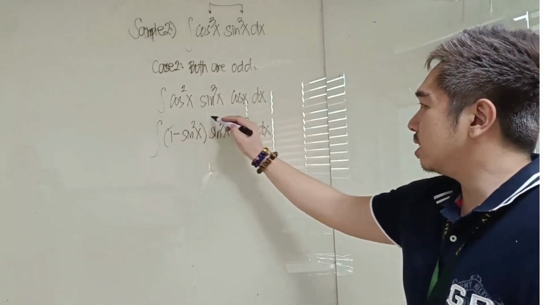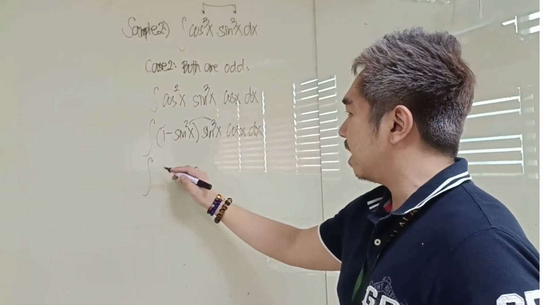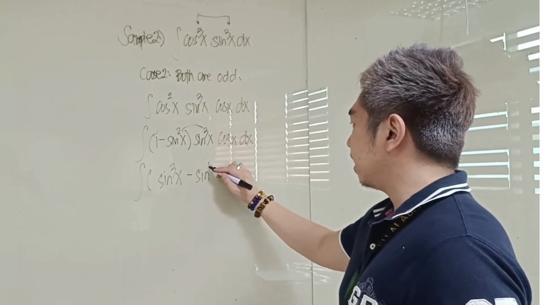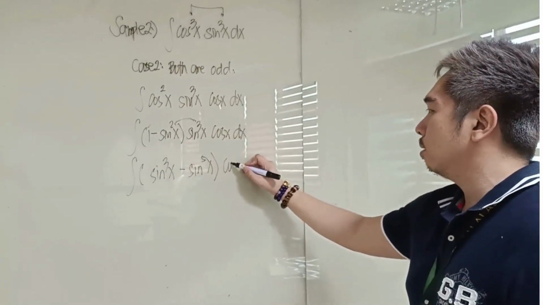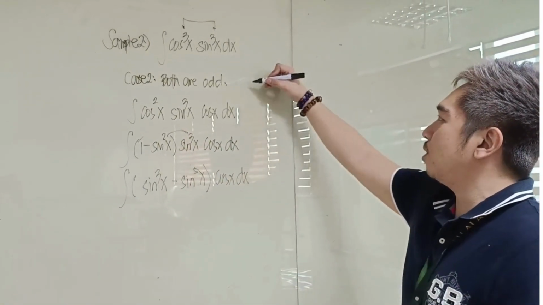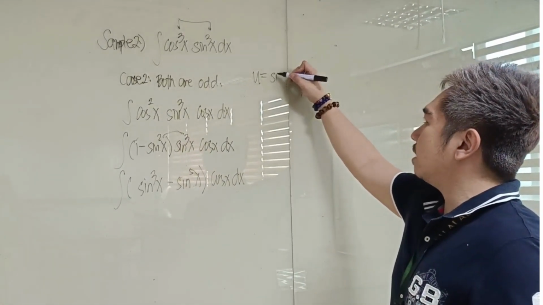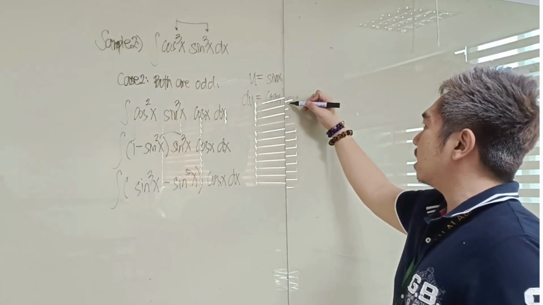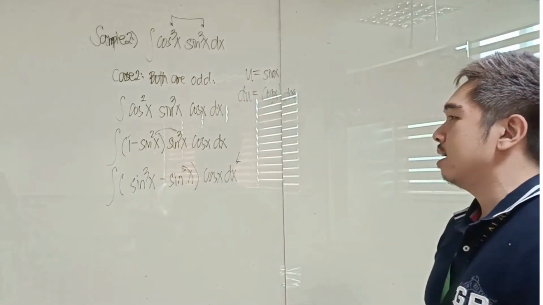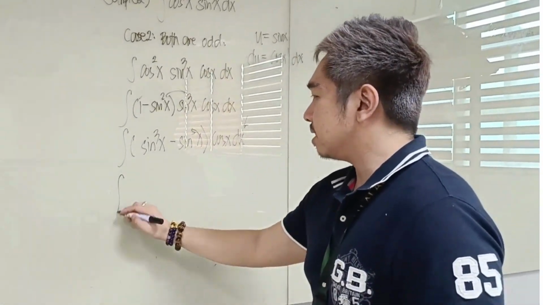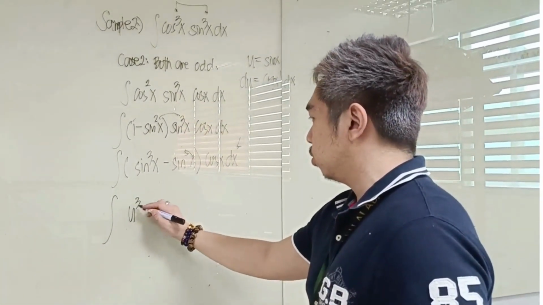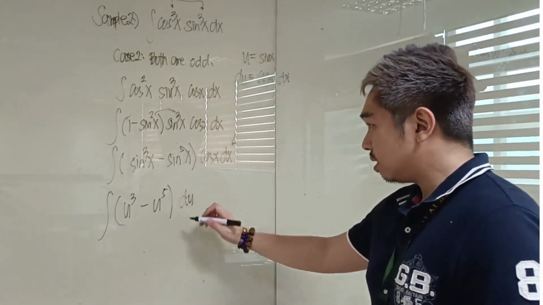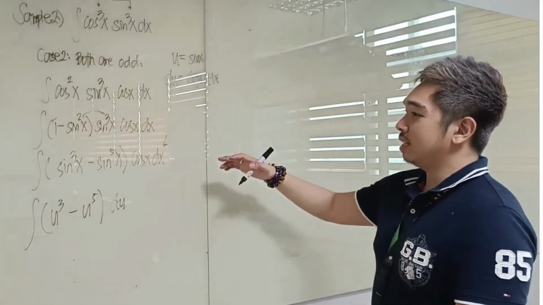Alright. Then we distribute. So we have here the integral of sine cubed x minus sine raised to 5 x, quantity, cosine x dx. So if we let u be equal to sine x, then du would be equal to cosine x dx, such that we can apply the substitution. So we can write this as the integral of u cubed minus u raised to 5, and then this would be du.